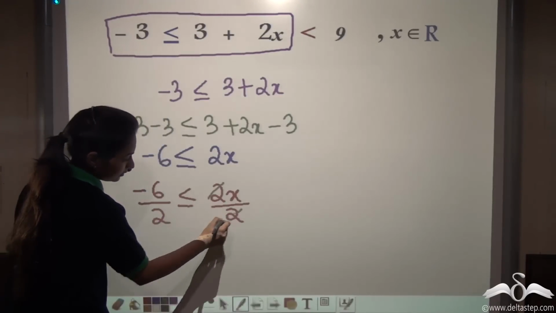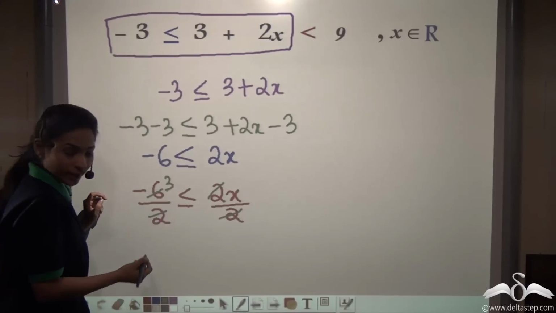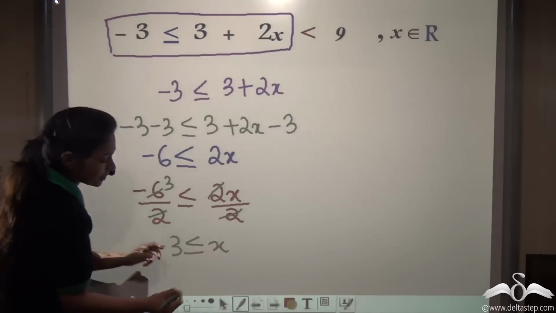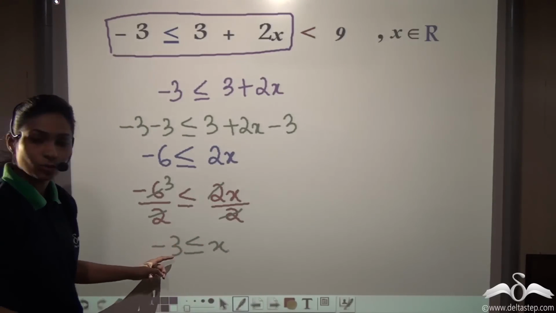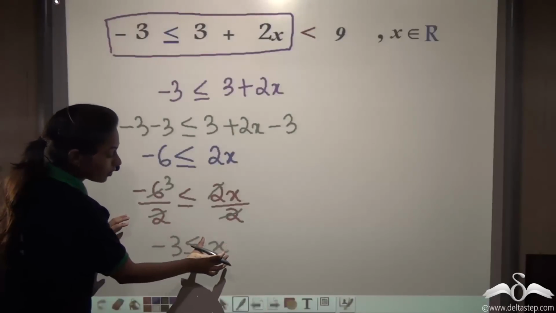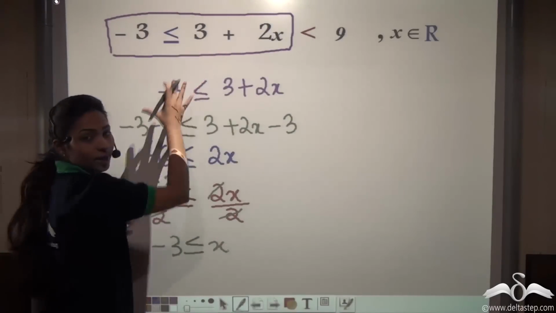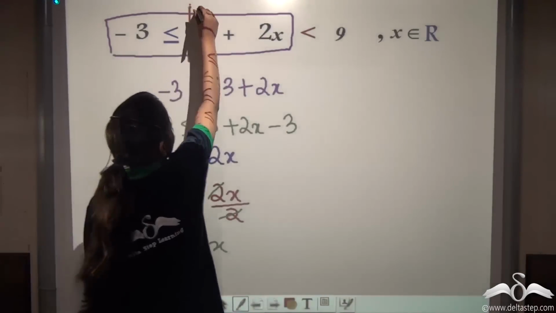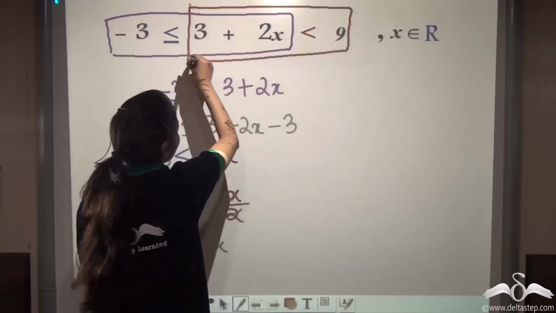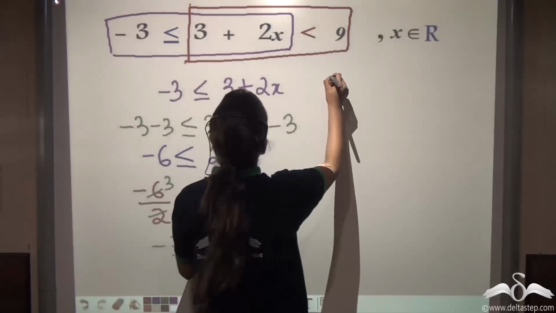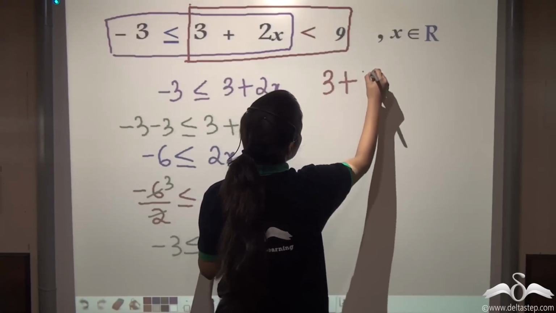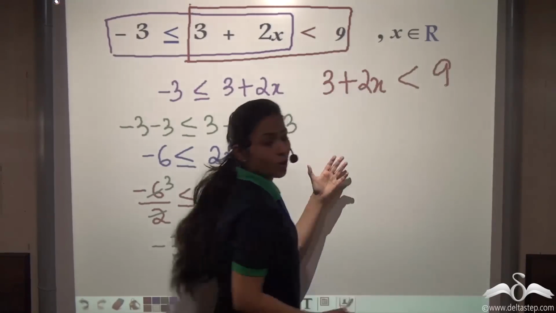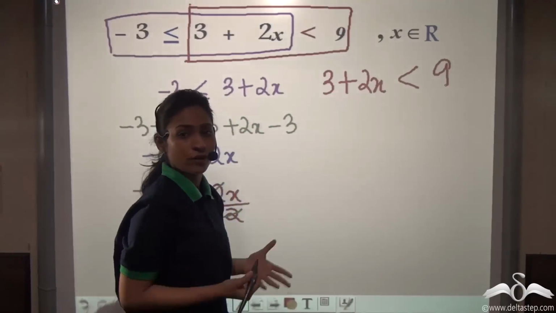So this will get cancelled. What do we get? Minus 3 is less than or equal to x, or you can say that x is greater than or equal to minus 3. So this is the solution of one part of our inequation. Now we will solve the other part. So take this as the other part, which includes my variable. So what do I get? 3 plus 2x is less than 9. You know how to solve inequations like this? Solve it yourself.